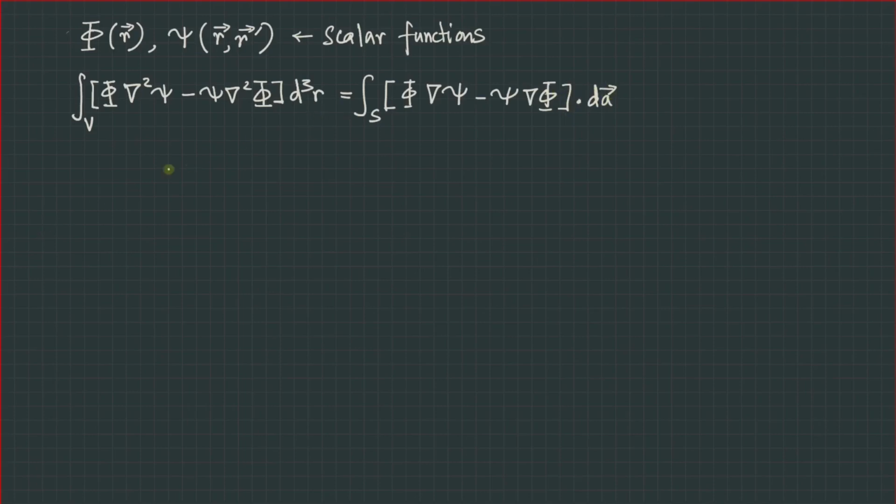Alright, so what are these volume and surfaces? These are, say, any closed volume V, and the surface enclosing this volume is S. This is a closed surface, so we can indicate this by the closed integral symbol. So this is called Green's theorem.